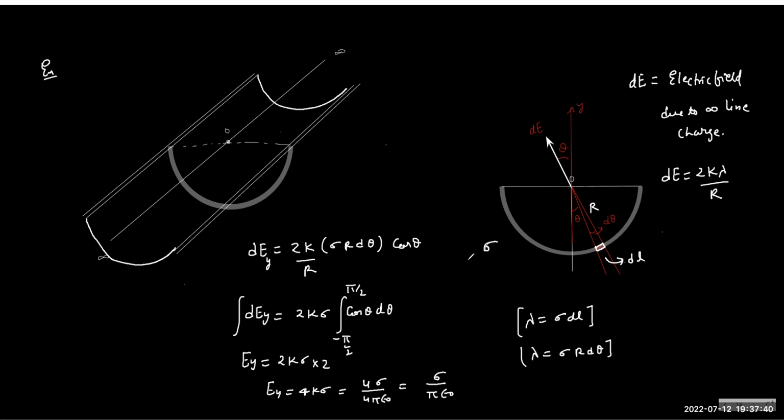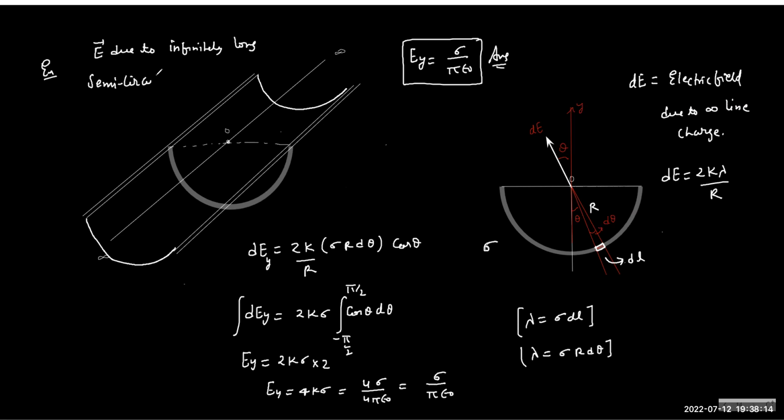So this is the electric field due to the infinitely long semicircular cylindrical sheet. All right, so not very difficult.